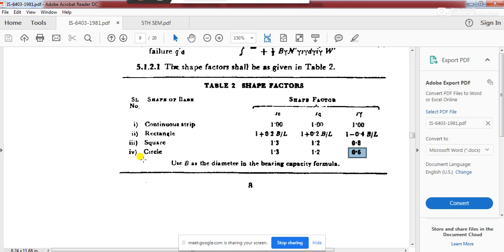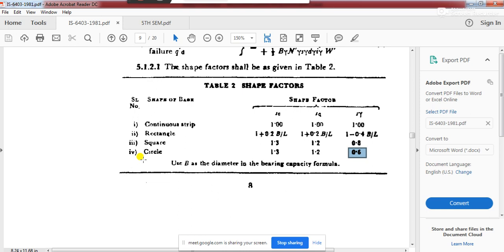And in competitive exams also, with this shape factor you will have to solve different problems. So shape factor values need to be remembered, and it's very simple to remember. Just for square and circular it is 1.3, 1.3, then 1.2, 1.2. The only difference is 0.8 and 0.6. And in case of rectangular, you see 1 plus 0.2 B by L, the same value, 1 plus 0.2 B by L, and the S gamma value is 1 minus 0.4 B by L. So this is all about shape factor, okay?